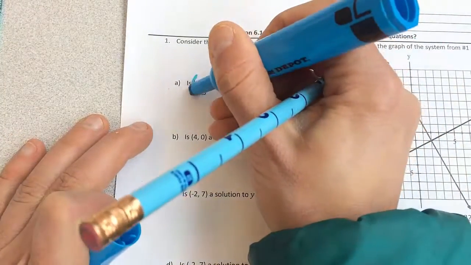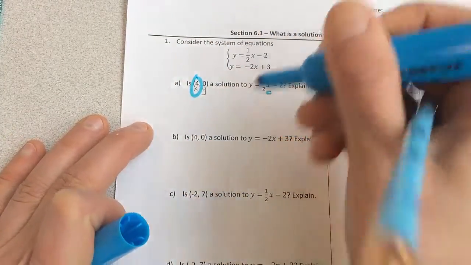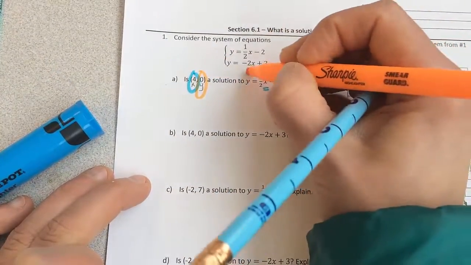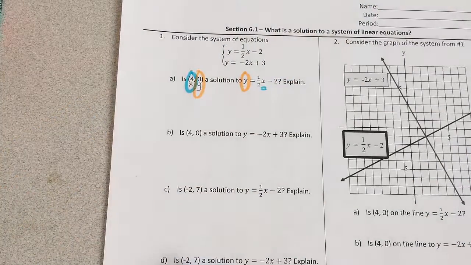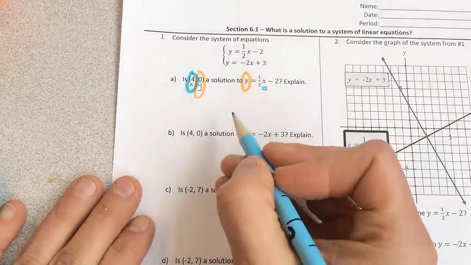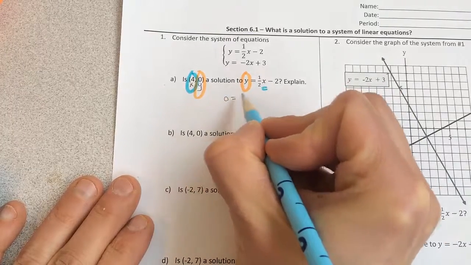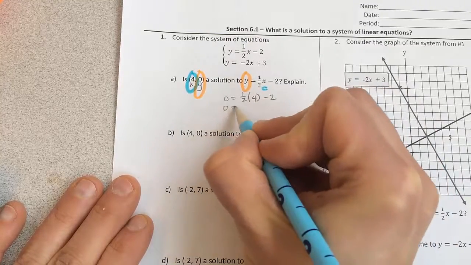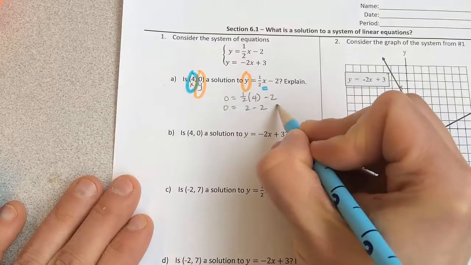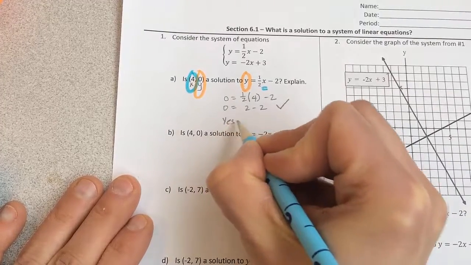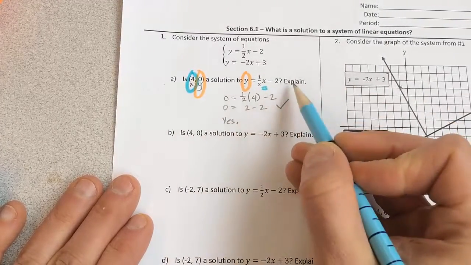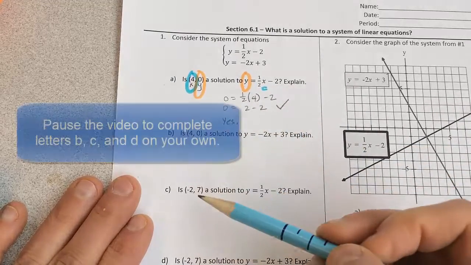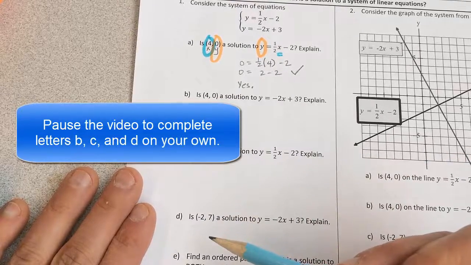I'm going to put the 4 in the place of the x, which is right here, and I'm going to put the 0 in the place of the y, which is right here, to see if this is actually a solution. So I've got 0 equals 1/2 times 4 minus 2. That is true, so yes, it is a solution. The explanation is that it makes the equation true, which I've shown the work for. Now you're going to check these other points, these other ordered pairs, to see if they are solutions.